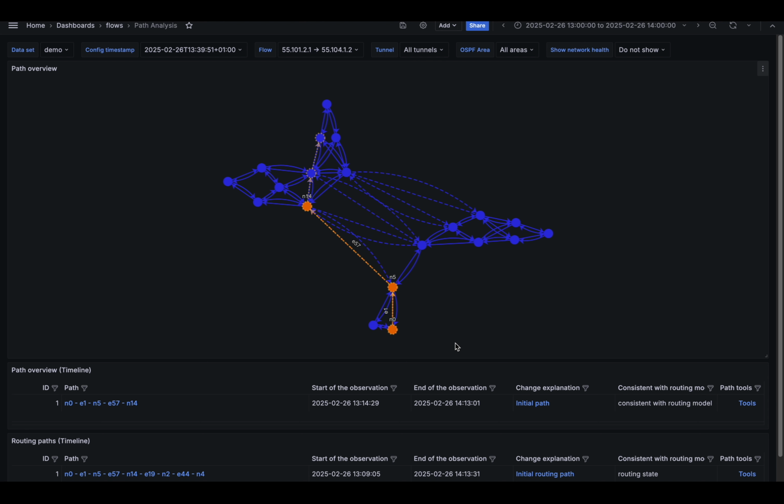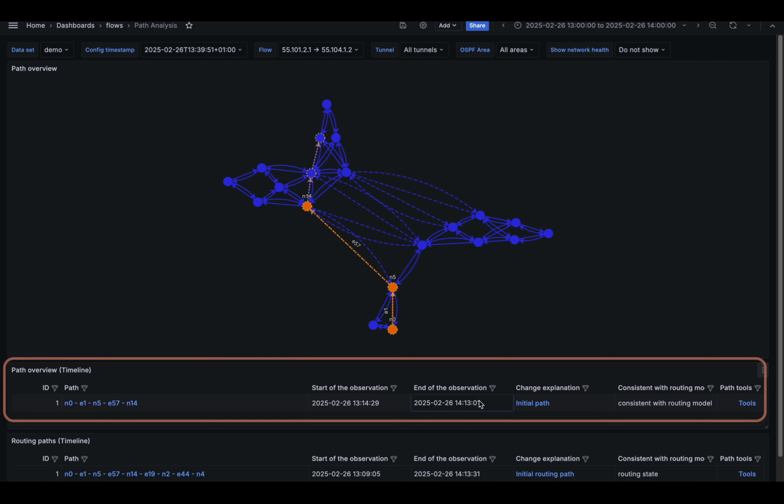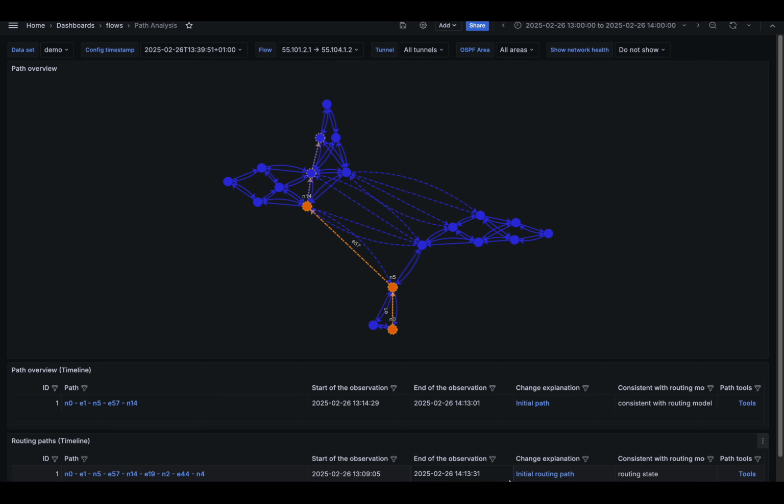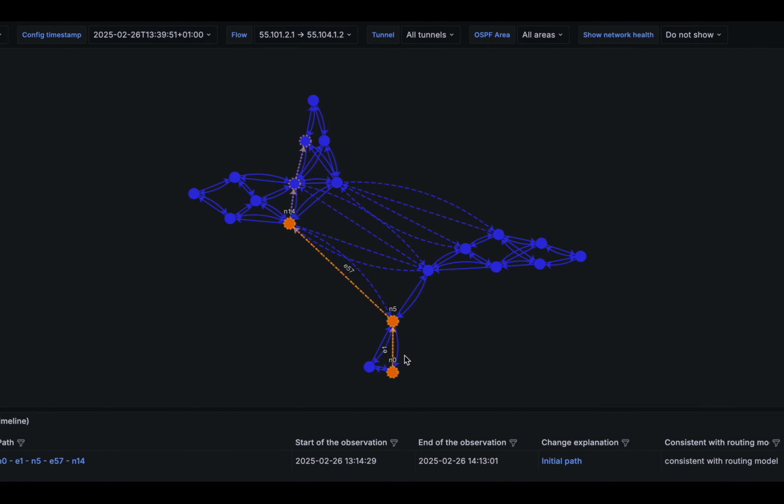By simply following the anomaly, NetFabric displays the state of the entire network, allowing you to visually grasp complex network configurations. Underneath the network topology, a timeline of the observed path changes from flow observations and the timeline of expected paths based on the routing model are provided to you by the NetFabric intelligence engine. Shifting the focus back to the graph, we focus on the orange path.